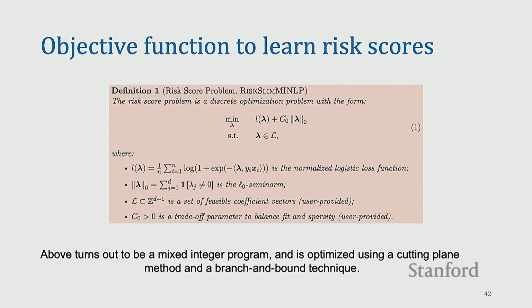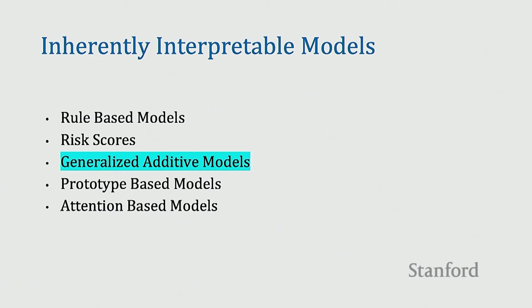So the above, when we put together some of the more practical conditions into this problem setup, turns out to be a mixed integer program, and it is optimized in this particular work using a cutting plane method and a branch and bound technique. So it does not have an easy solution, but I think we'll leave it at that, okay? All right, so the next class of models is the generalized additive models.